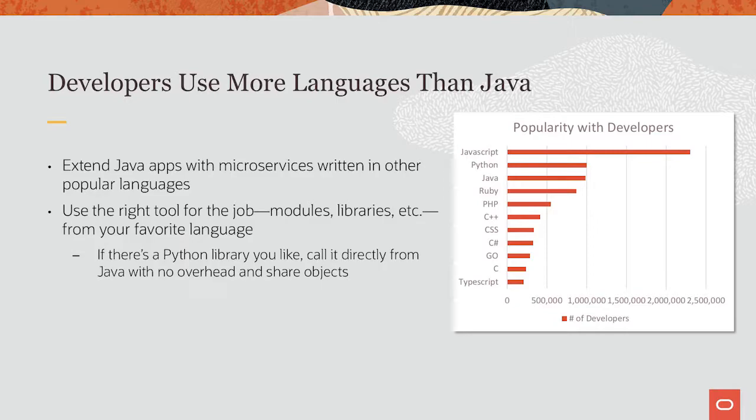Developers use more languages than Java. So JavaScript is very popular, Python is very popular. And so we want to make sure that we can support the different languages that customers are interested in. Now, one problem with using different languages is that you get different runtime characteristics. Java can have certain performance, Python might have a different type of performance. They run in different environments, they're isolated.